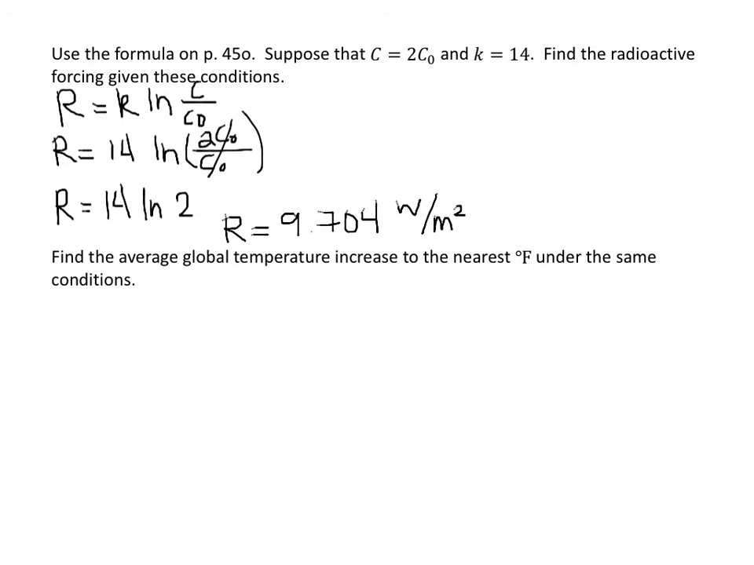We can also use this to find the average global temperature increase to the nearest Fahrenheit. The formula for this, T sub R, is 1.03 times R. So we figured out R already. That's here. So we can plug that in. When I plug that into my calculator, I get approximately 10 degrees Fahrenheit.